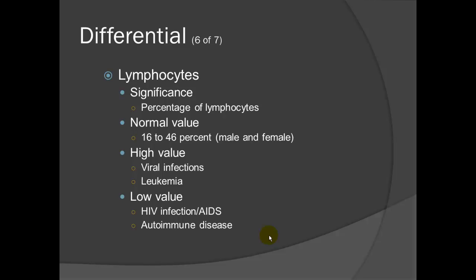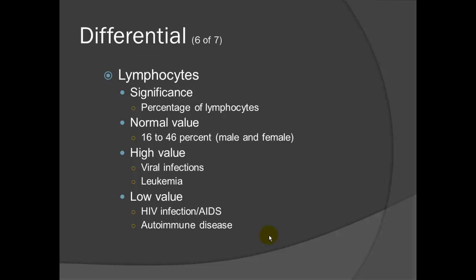Lymphocytes. Significance of this is going to be the percentage of the lymphocytes. Normal value should be about 16 to 46%. A high value means viral infection or leukemia. A low value would mean that you have HIV infection or possibly AIDS or some sort of autoimmune disease. Now your lymphocytes are going to also house your T cells. You cannot differentiate a T cell, a T helper. You're just going to be able to differentiate them as lymphocytes whenever you're looking at them on a slide.